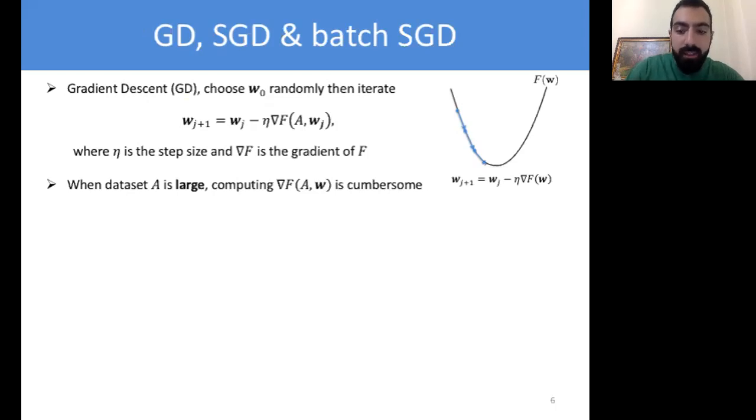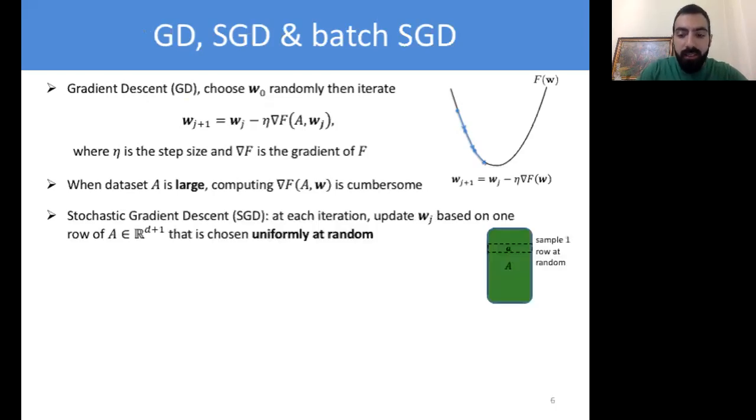One problem in gradient descent is that when the dataset A is large, the computation of the gradient is cumbersome. Stochastic gradient descent is a variant of gradient descent where at each iteration, the gradient is evaluated at only one data vector that is chosen uniformly at random from the dataset. So at each iteration, we sample one row uniformly at random from the dataset A and update our model based on that vector only. What is effectively happening here is that we're using a noisy version of the true gradient instead of computing the full gradient.